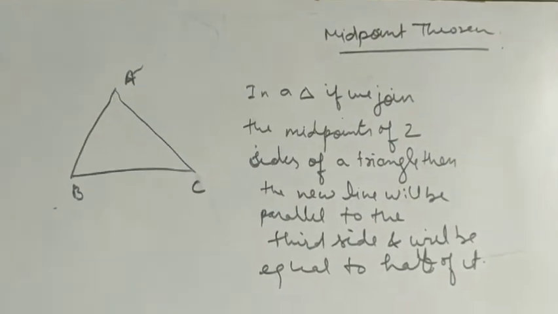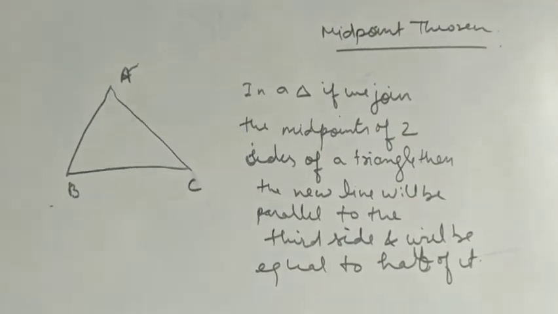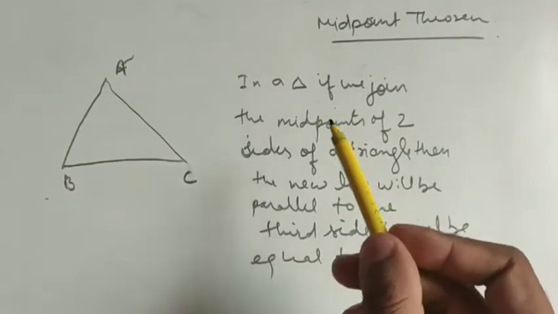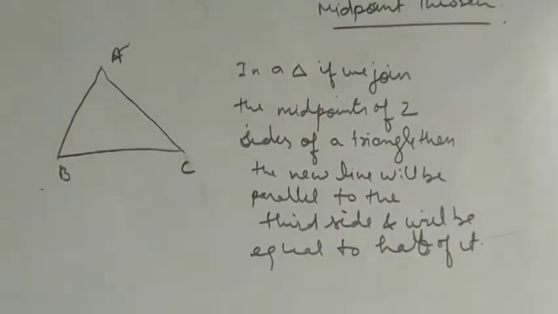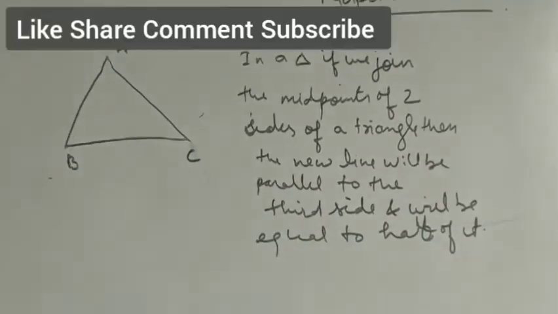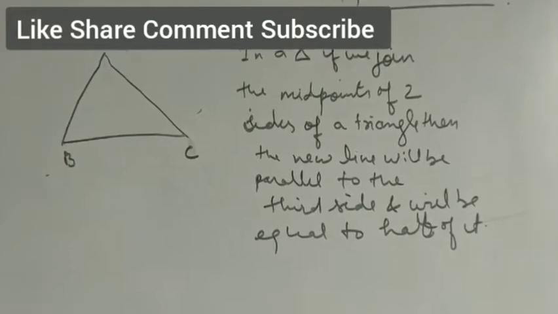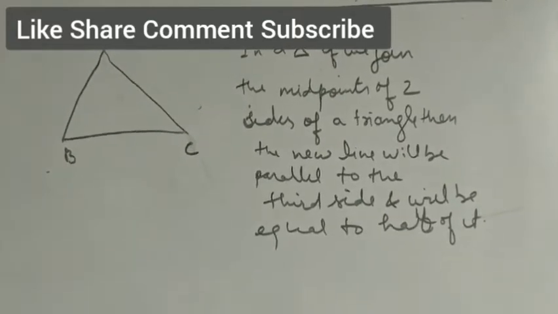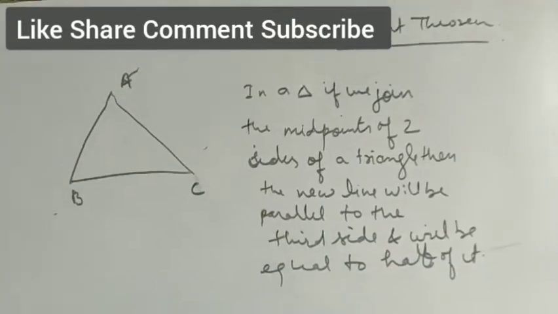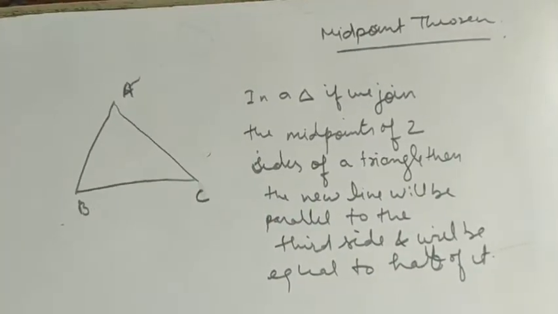Hello class, today we will start the midpoint theorem. What it says is: in a triangle, if we join the midpoints of any two sides of a triangle, then the new line will be parallel to the third side and will be equal to half of it. This is the statement. We should learn this statement also, okay?